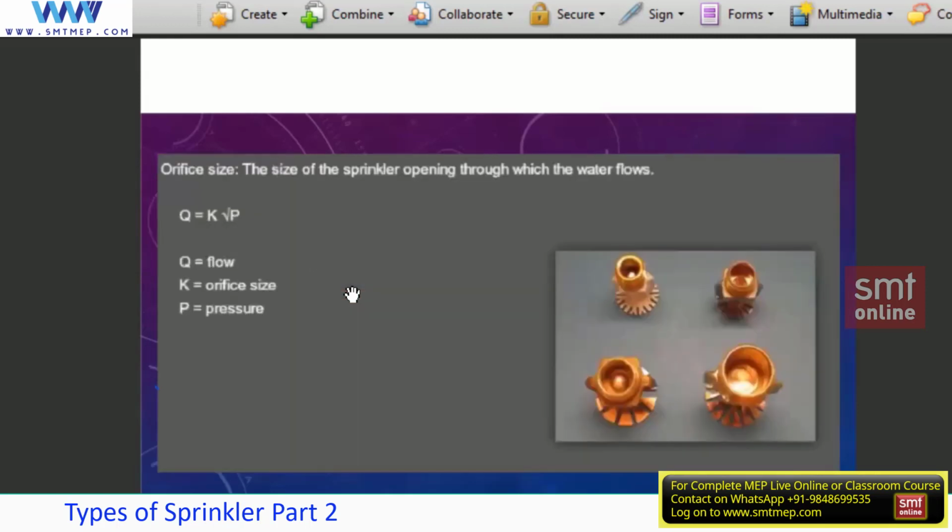Next, as I said, orifice size. This orifice size is related to the flow rate. As the orifice size increases, flow rate increases. And you can find here, this is less than half inch, this is standard half inch, this is 3/4 inch, and this is 1 inch, seen from the top. And this is a closed one. When the sprinkler bulb breaks, this will open so that the water can be supplied onto the deflector. So these are the different sizes.